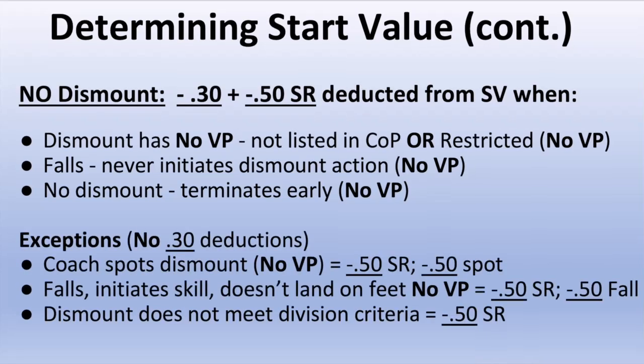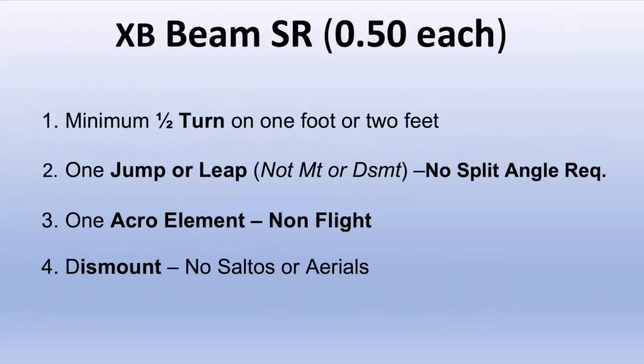The exceptions where you would only take the 3/10 is if the coach spots the dismount, so there's no value part, so it's -5 plus -5 for the spot, or falls, initiates a skill, doesn't land on the feet, there's no value part, so 5/10 special requirements, 5/10 fall, or the dismount does not meet the division criteria, 5/10 special requirements. Excel Beam special requirements, they're each worth 5/10, and there are 4 of them.